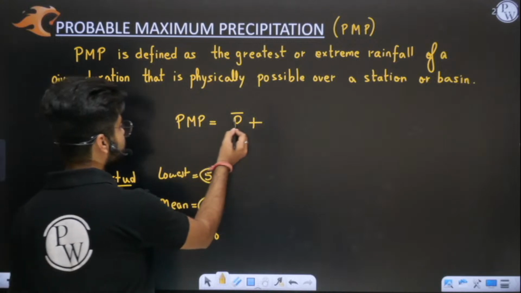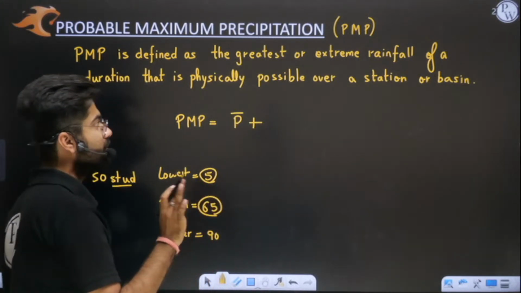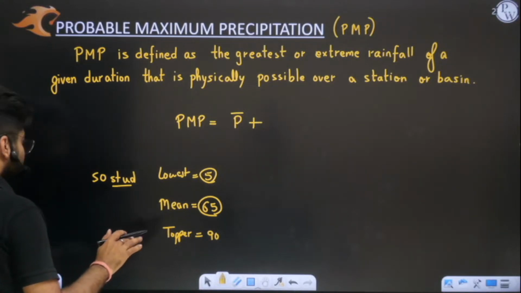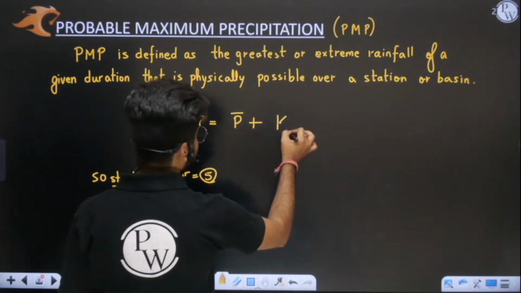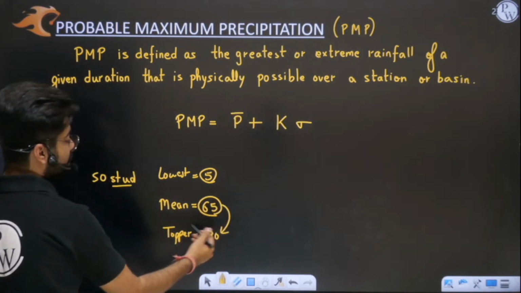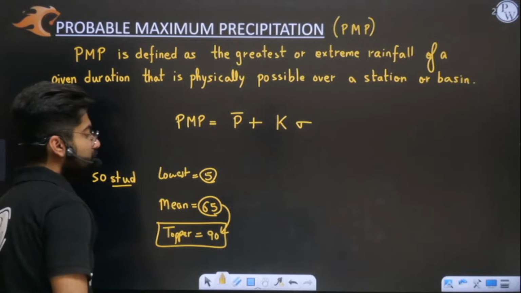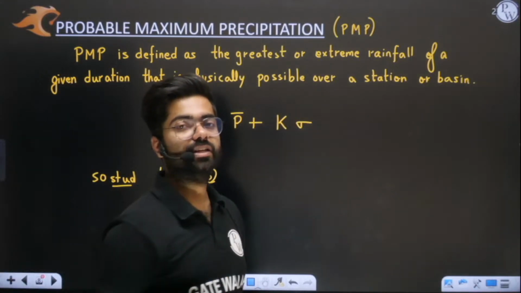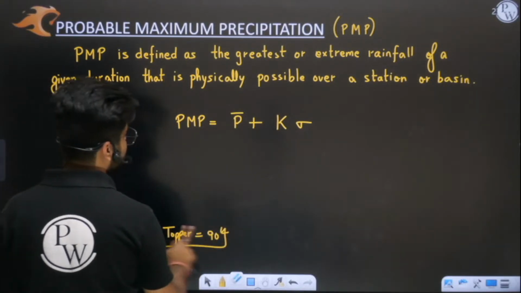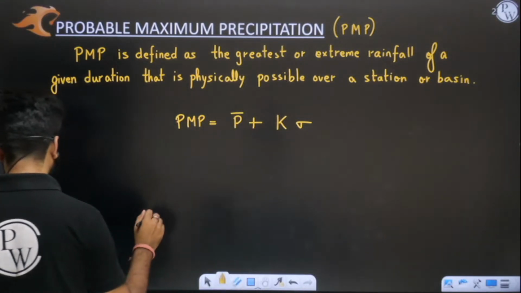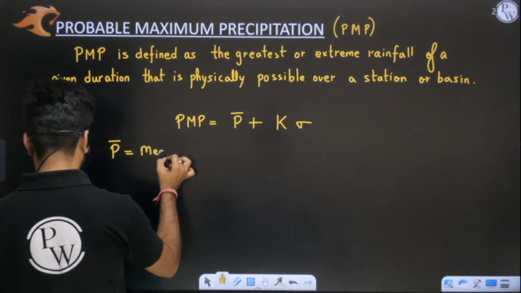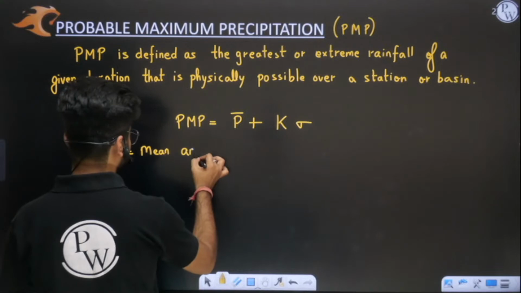So PMP is simply the average precipitation, or simply the mean annual rainfall, plus K times sigma. You have to go ahead of the mean in order to get the highest value. Yes or no? I hope you are able to understand this. So let me write the meaning of P bar here. P bar is the mean annual rainfall.